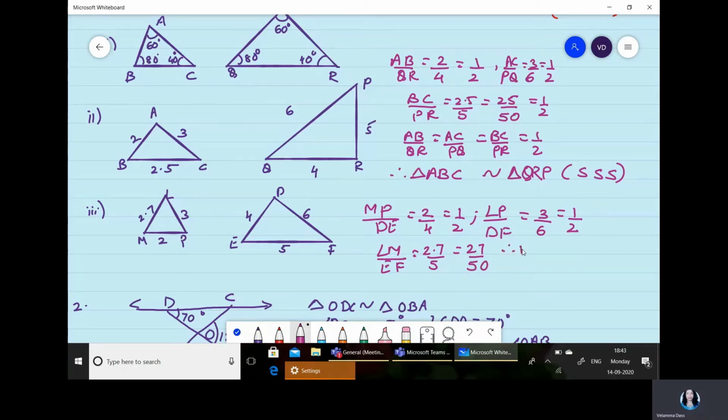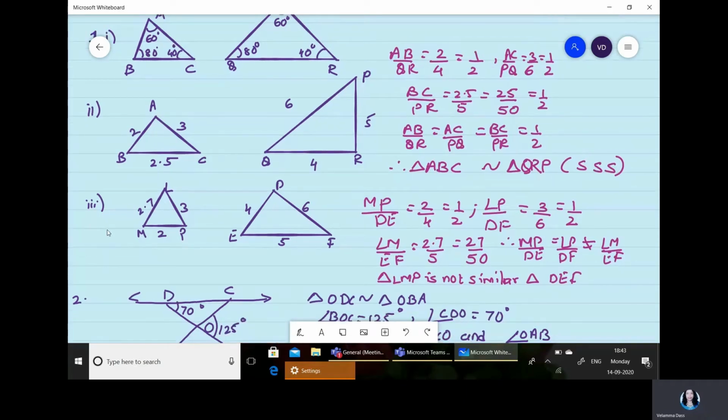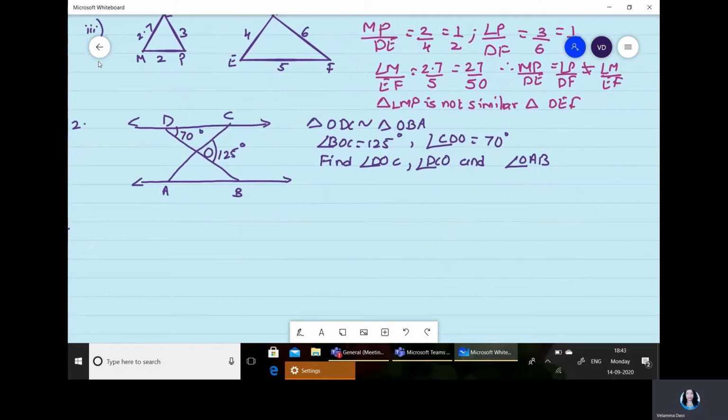So here we can simply say that MP upon DE equals LP upon DF, but it is not equal to LM upon EF. So in this case, therefore, triangle LMP is not similar to triangle DEF. This is very clear that all the three sides are not in proportion. Again, the three criteria are AA, SSS and SAS. Since there is no angle, here we just have to look for the condition SSS. In the next sum, the rest of the sums are similar, we can do it.